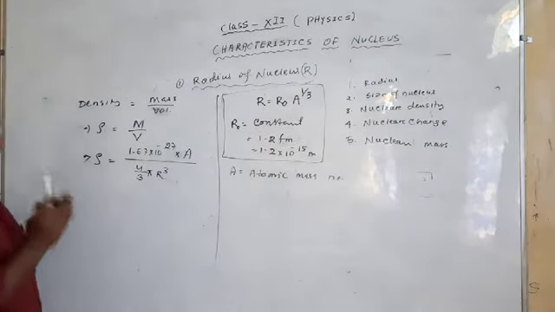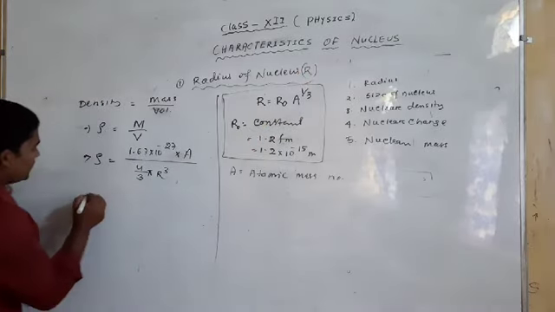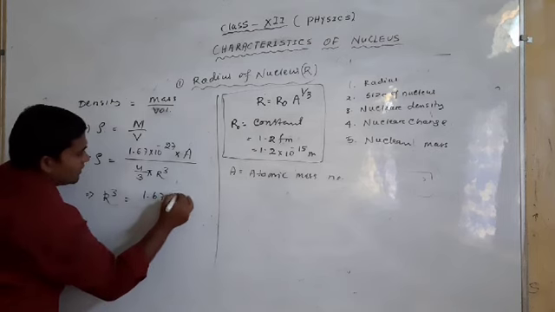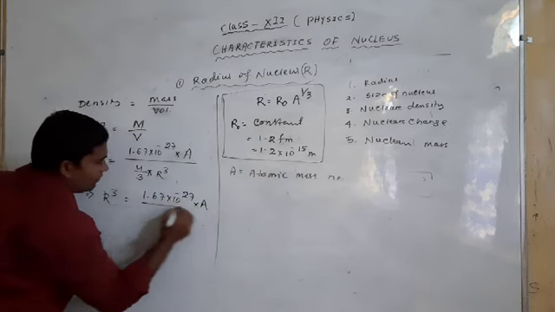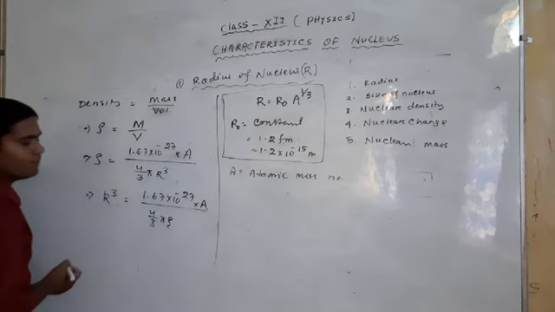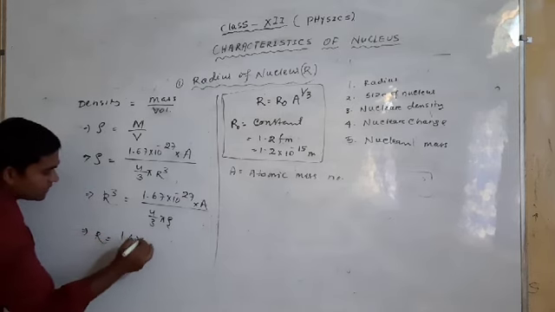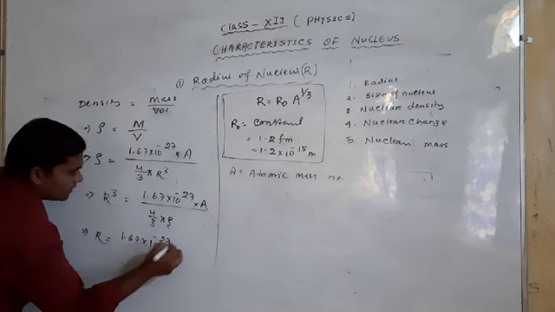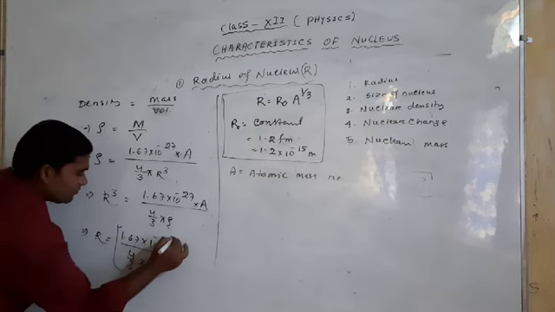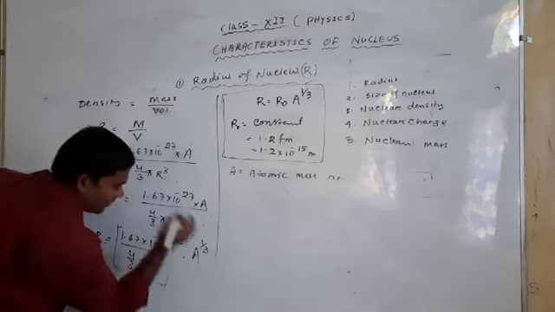But what we want to calculate is r, the radius of the nucleus. So this can be written r cube equals 1.67 into 10 to the power minus 27 times A divided by 4 by 3 pi rho. That implies r equals 1.67 into 10 to the power minus 27 divided by 4 by 3 pi rho, whole to the power 1 by 3, into A to the power 1 by 3.